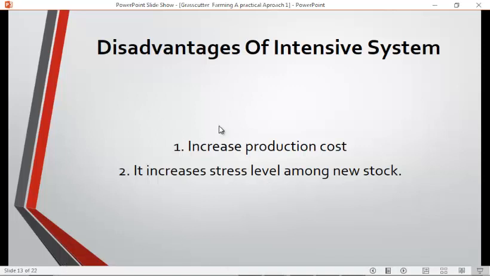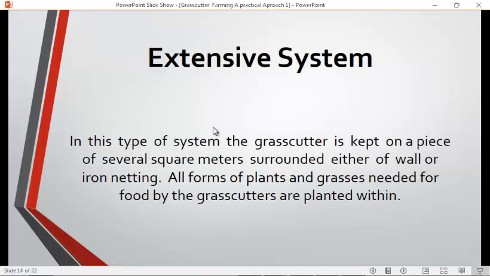Apart from these two, the intensive system happens to be the best form, and we don't encourage farmers to go into the extensive system because of its numerous disadvantages. Now in the extensive system, the grasscutter are kept on a piece of several square meters surrounded by a wall or iron netting.